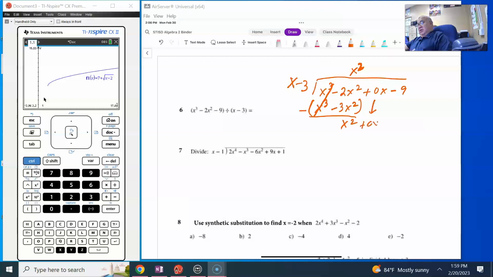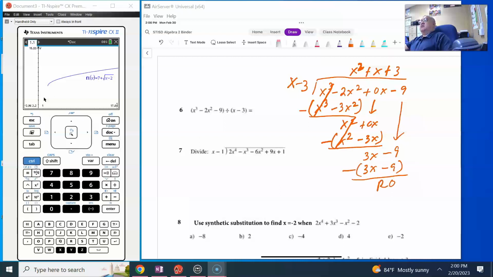Bring down the 0x. X times what gives you x squared, so it's going to be x. X times x gives you x squared minus 3x. Subtract. 0x minus the negative 3x gives you 3x. Bring down the minus 9. So x times 3 gives you 3x minus 9, and then when you subtract, the remainder is 0.